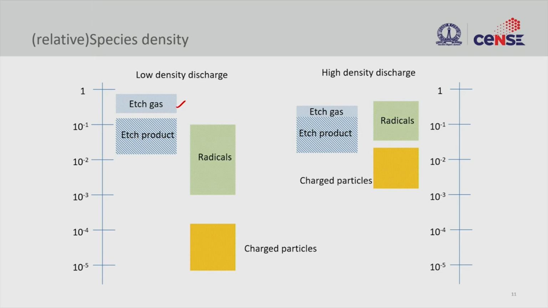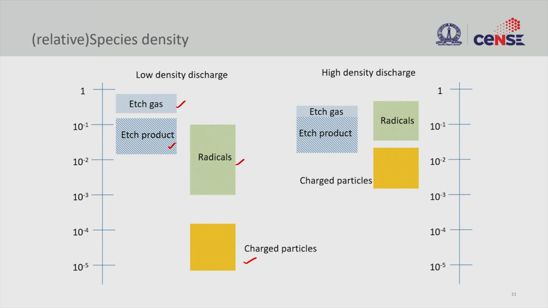So you will have H gases, and then we'll have H products, radicals, and then the charged particles. So you can clearly see the amount of charged particles in a low density plasma is pretty low, while the radicals are pretty high. However, in a high density plasma, all the compositions are pretty high. So your H gases, radicals, H products, and also charged particles, all these constituents' number counts are high.